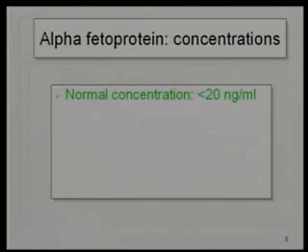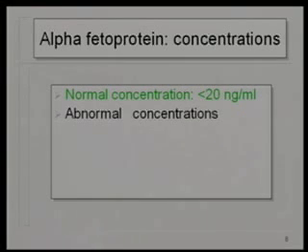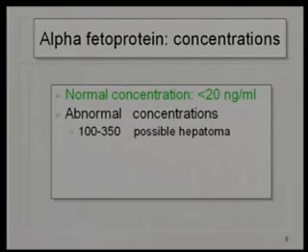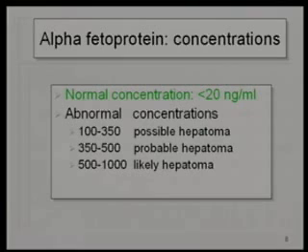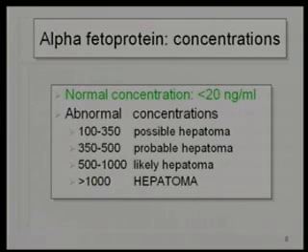The normal concentration is less than 20 nanograms per ml. If they are abnormal, 100 to 350, possible malignancy, particularly of the liver. Okay, it's used in liver cancers. Okay, 350 to 500, probable hepatoma. Further up, 500 to 1,000, likely hepatoma, and over 1,000, you can almost be certain that it is a malignancy of the liver. Yeah.